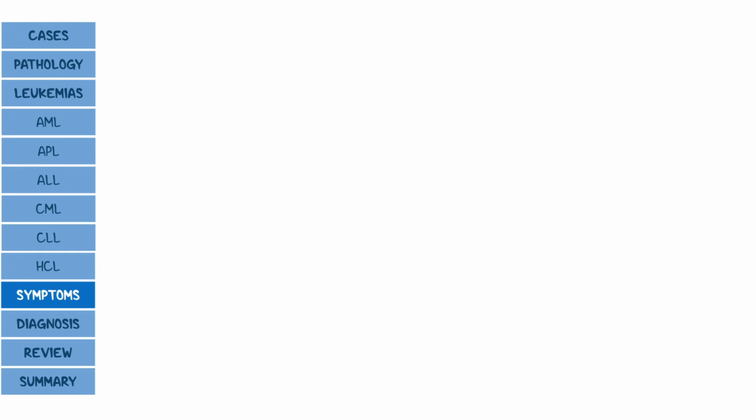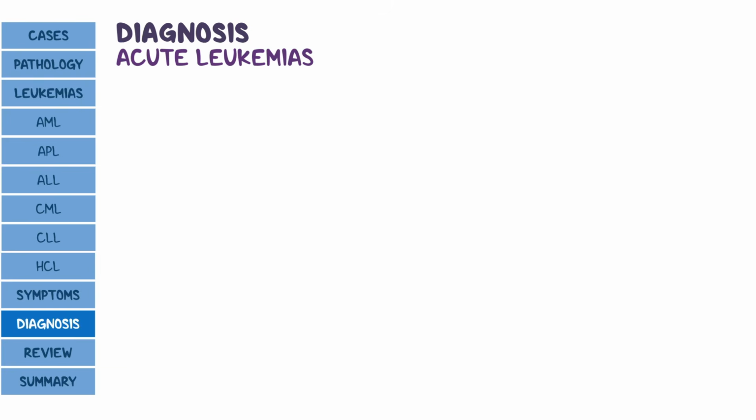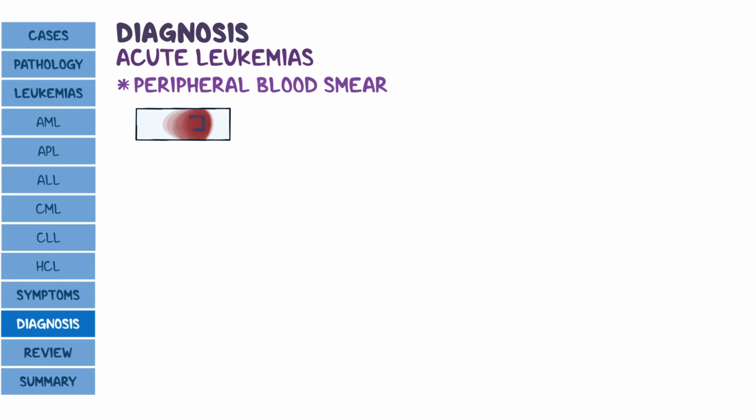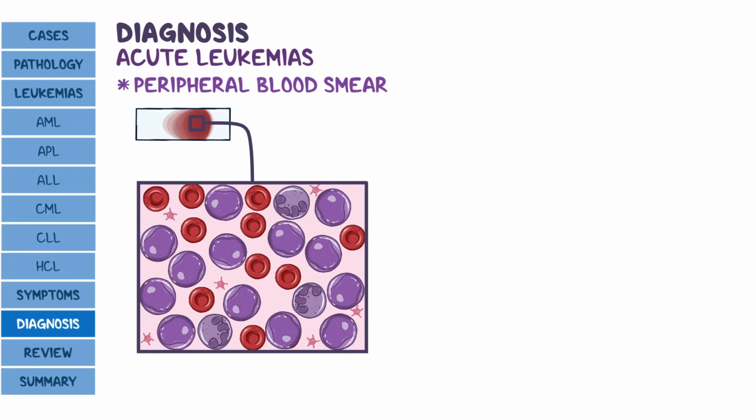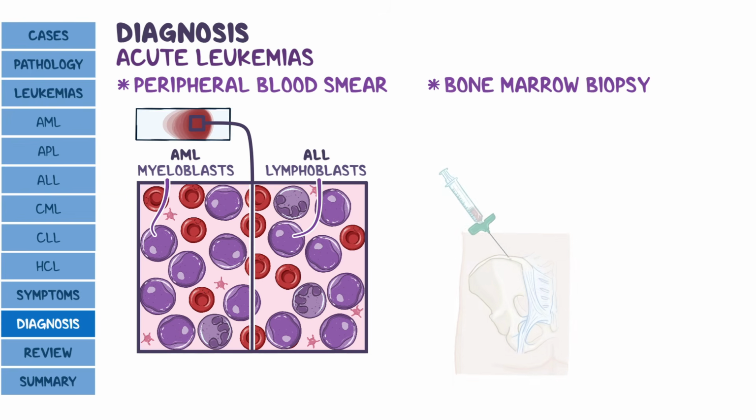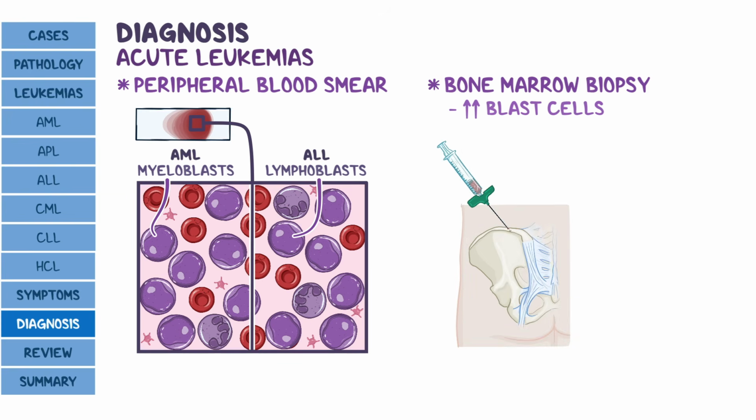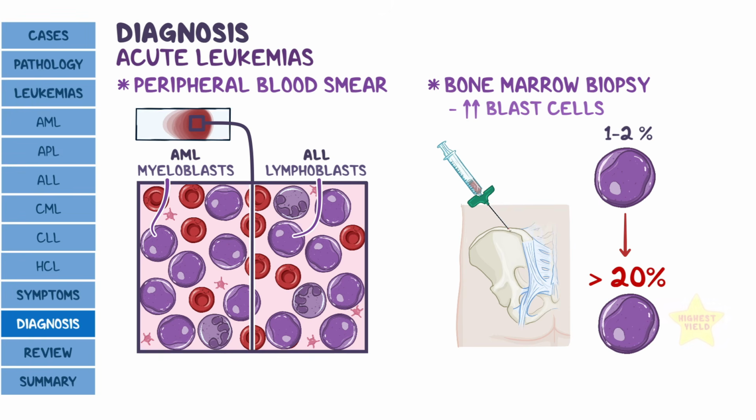Alright, moving on to diagnosis of acute leukemias. The diagnosis of AML and ALL usually starts with a peripheral blood smear, which shows a lot of blast cells, myeloblasts in the case of AML and lymphoblasts in the case of ALL. This is usually followed up by a bone marrow biopsy, which also shows an increase in blast cells. In acute leukemia, the percentage of blast cells in the bone marrow goes up from their normal value of 1 to 2% to greater than 20%.